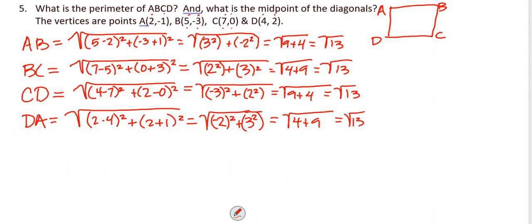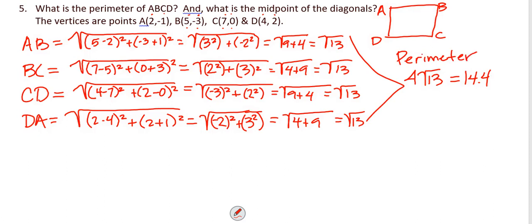So when we try to find our perimeter, we're going to basically add all those together. Well, in this case, because all of them are the same, we can just say 4 times the square root of 13. So at the very least, we know that this shape is going to be a rhombus because it has 4 congruent sides. So when we multiply 4 times the square root of 13, we get 14.4. That is the perimeter of my shape, ABCD, which we know is a quadrilateral.